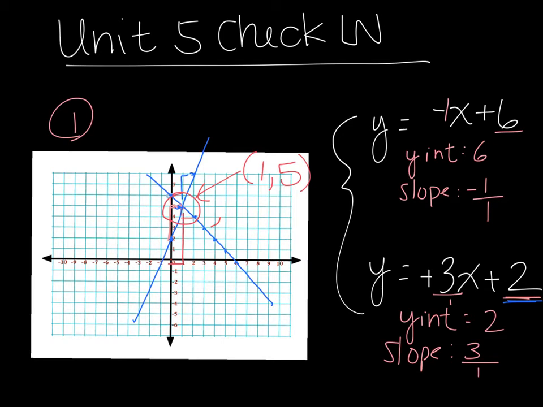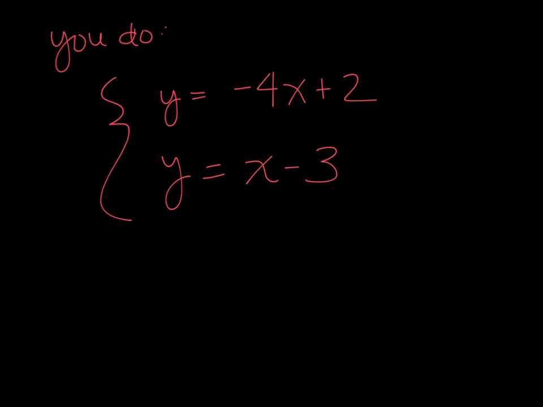All right, let me have you do one. I want you to do this one and put number 1 on there. y equals -4x plus 2 and y equals x minus 3. Remember, x is the same thing as 1 over 1, and -4x is the same thing as -4 over 1. Identify your slope, identify your y-intercept, and graph from there.